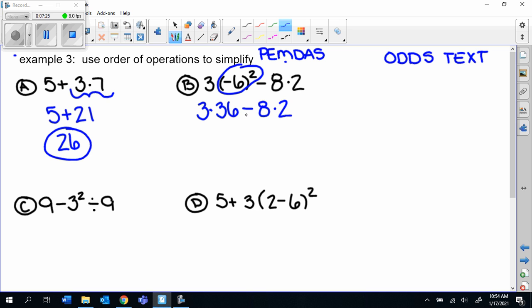And we see this subtraction sign separating these, but we multiply before we subtract. So I'm going to multiply these two numbers and get 108. I am going to multiply these two numbers to get 16. And then I'm going to subtract at the end. 108 take away 16 is 92.